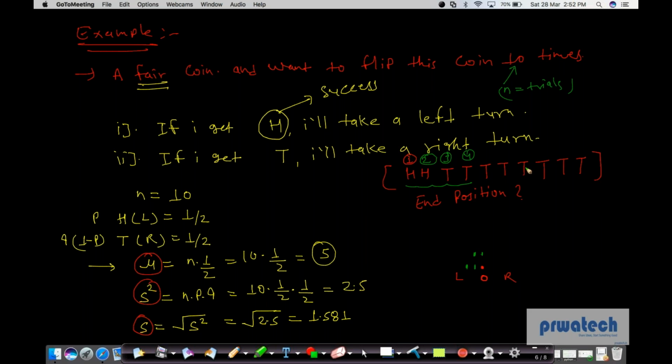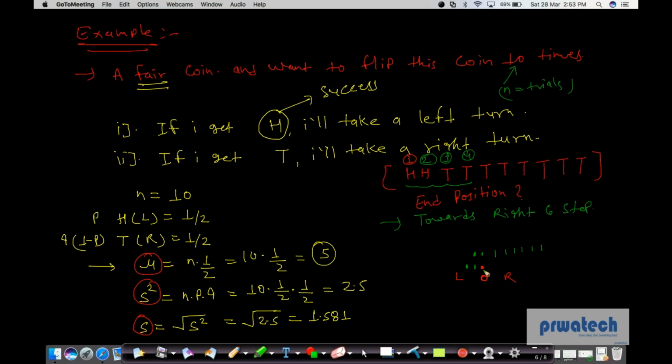Then I'm getting 1, 2, 3, 4, 5, 6 times tail. Here I can say my end position is towards the right, six steps. This is the outcome of this.